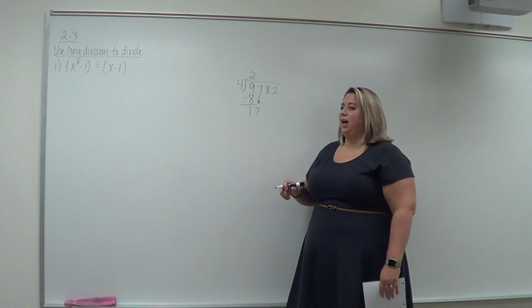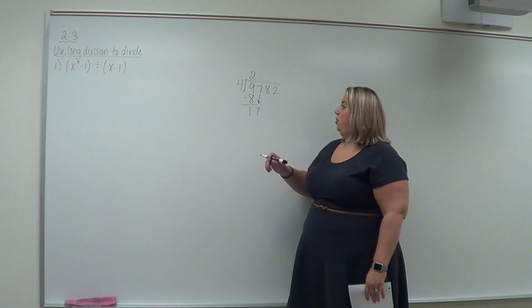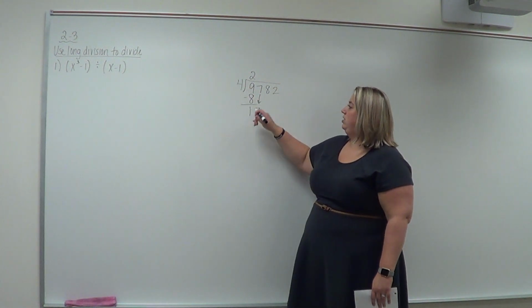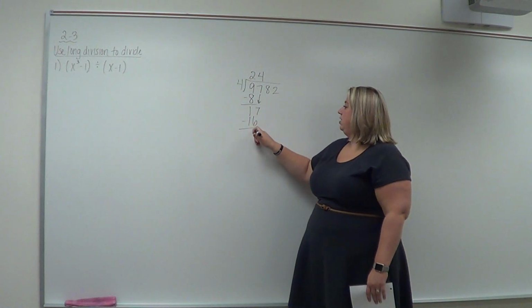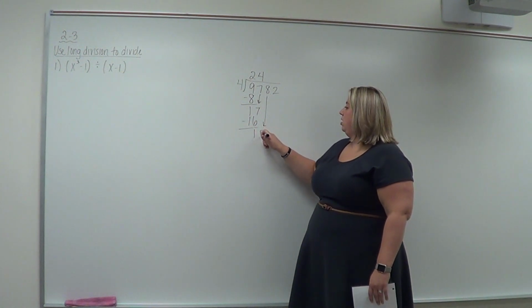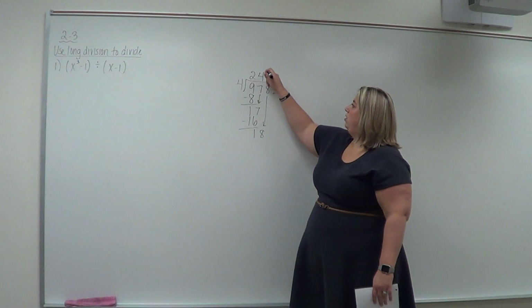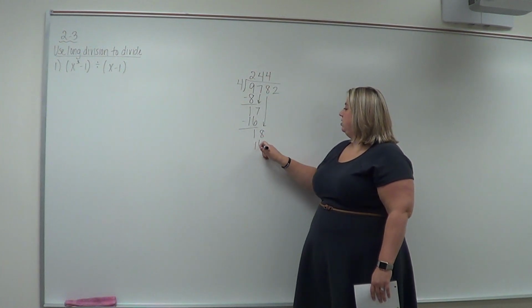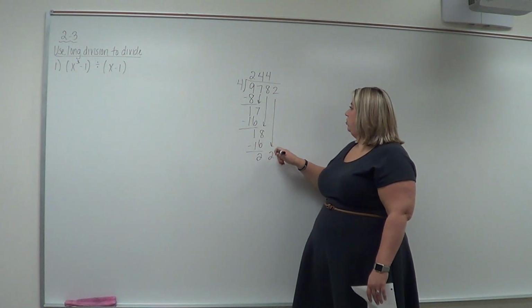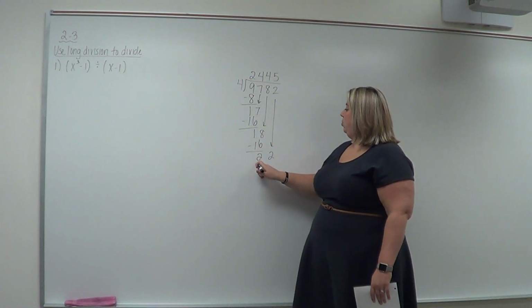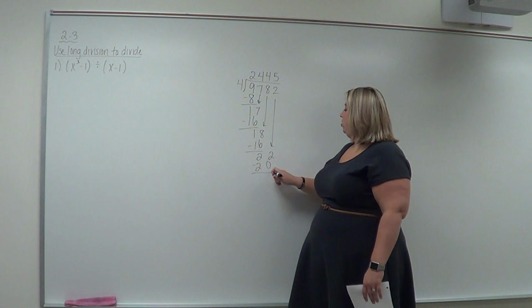How do you know when to stop? When there's no more numbers. Okay, when there's no more numbers. So 4 goes into 17 4 times. Multiply to get 16. Subtract to get 1. Bring down your 8. Goes in there 4 times. Multiply to get 16. Subtract 2. Bring down your 2. Okay, so what's this number called?